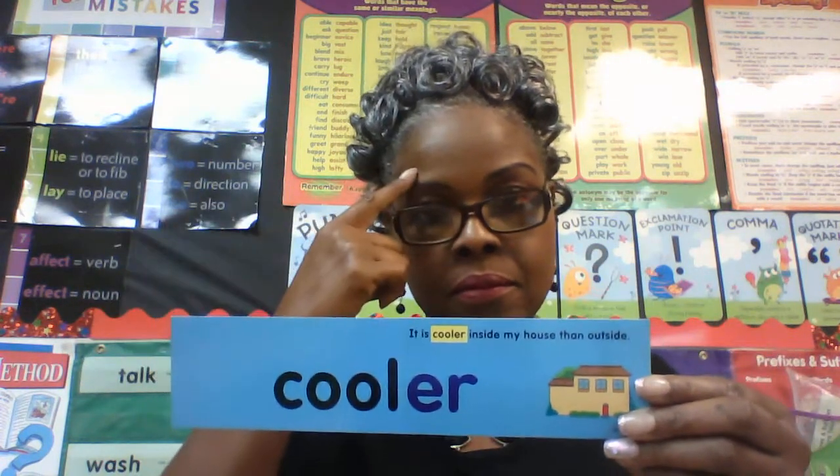Stop and think. What is being compared here? Remember, suffix er compares one thing to another. Teachers, have the scholars write what is being compared in this sentence. It is cooler inside my house than outside. Good. What's being compared is the inside of the house as opposed to the outside.